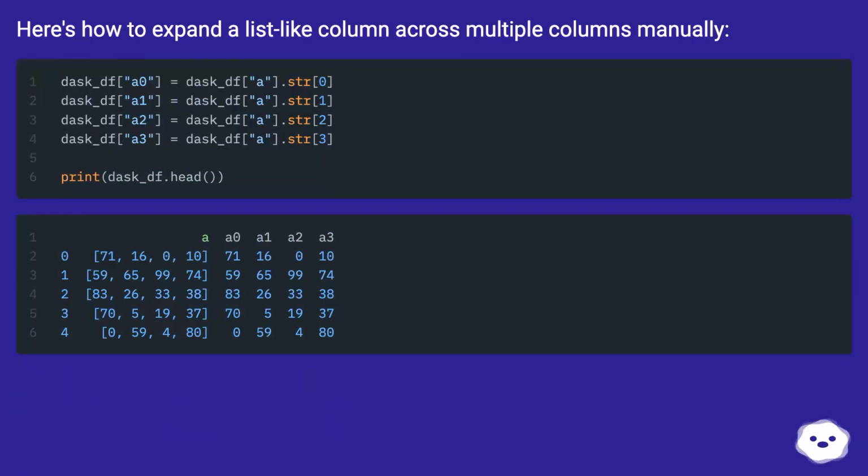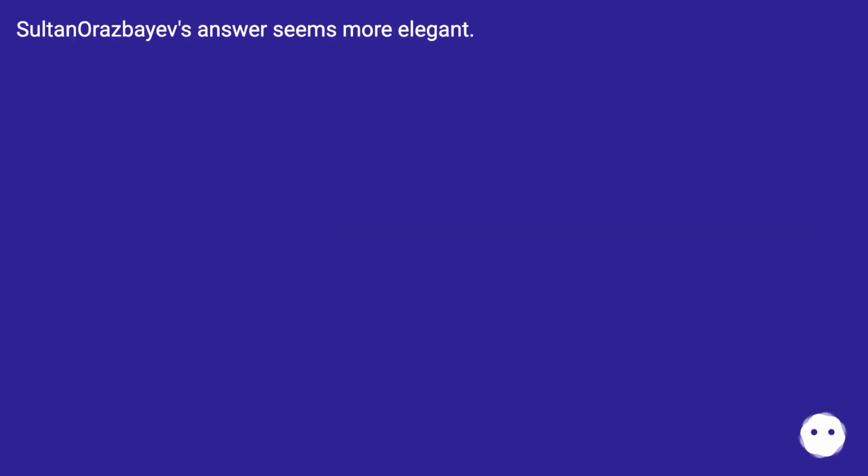Here's how to expand a list-like column across multiple columns manually. Sultanov Bayev's answer seems more elegant.